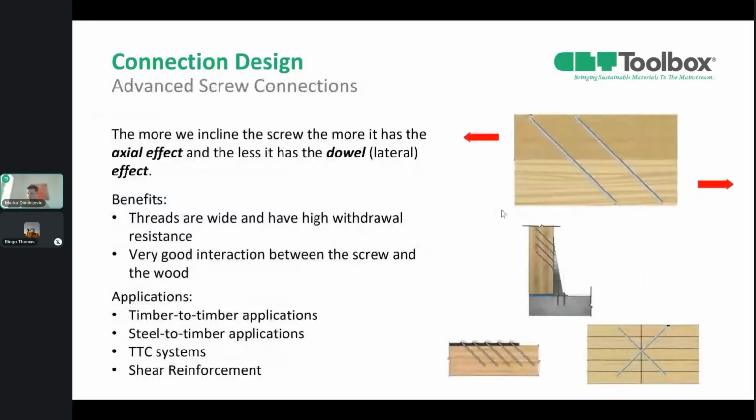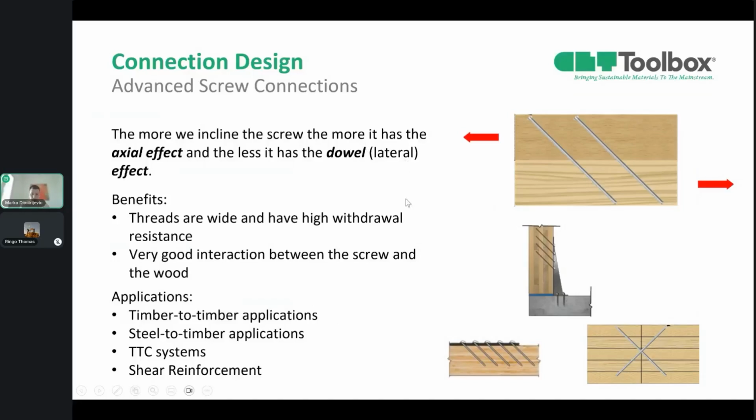And then going further, if we look at the inclined fully threaded screw towards the force, which can take the actual force, the interesting point is that the more we incline the screw, the more it has the axial effect, and the less it has the dowel or lateral effect. The idea of using inclined axially loaded screws came with the development of fully threaded self-tapping screws, particularly because the threads are wide, which gives these screws good anchorage in the wood and a high withdrawal resistance, and also a very good mechanical interaction between the screws and the surrounding wood.